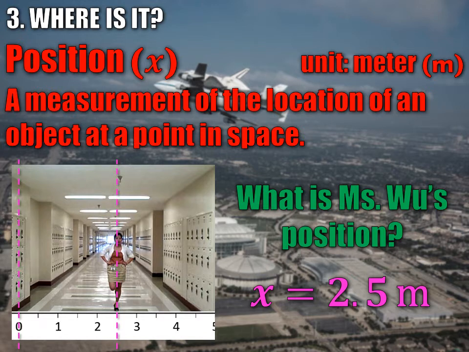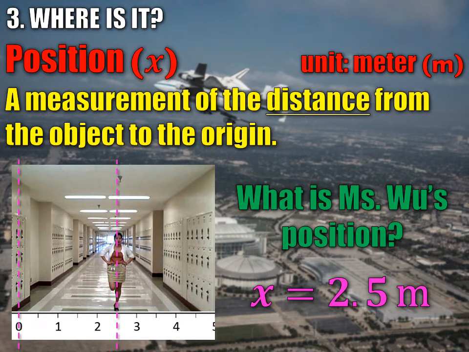And as you can see, this means that position is a distance. This distance that she's standing away from the origin, that is her position. Position is a distance, and that's why we use x for position, even though x typically means distance. We can actually rewrite our definition for position as a measurement of the distance from the object to the origin. So this definition more clearly specifies that position is indeed a distance, which is why we use the unit meters to measure the position of an object.